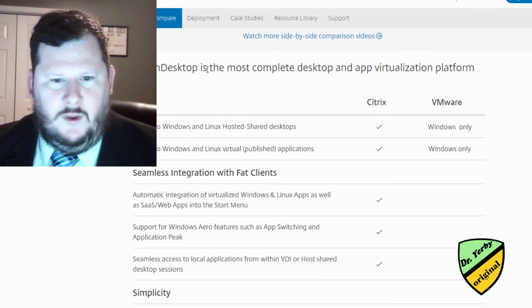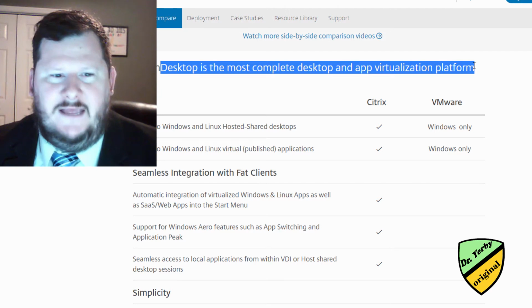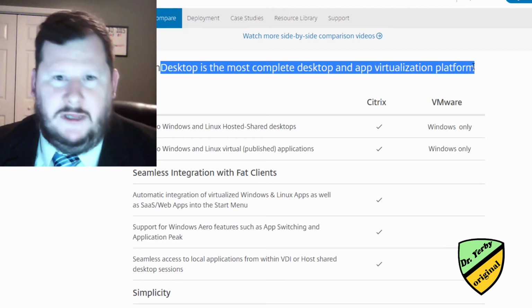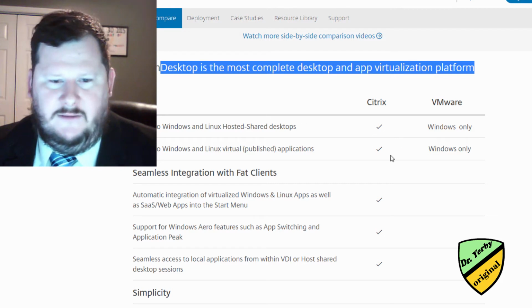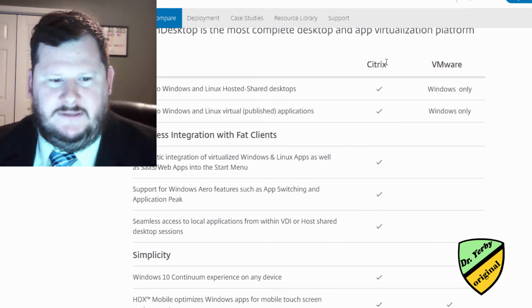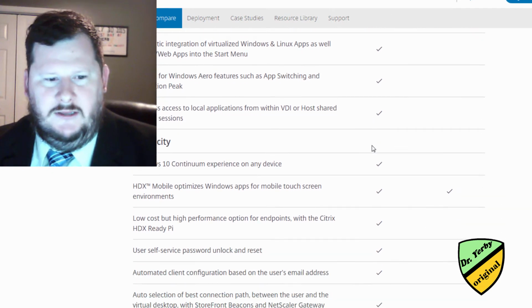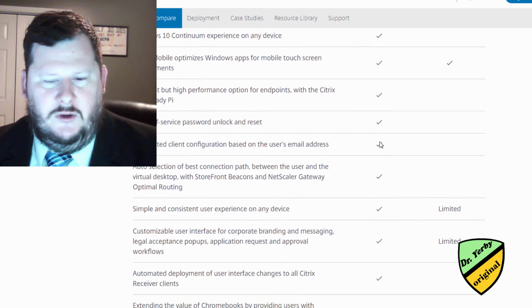They give you a rundown here that XenDesktop is a much more complete solution than VMware. They say VMware is limited to Windows only, while Citrix is able to do all of these different things you see on the screen here.